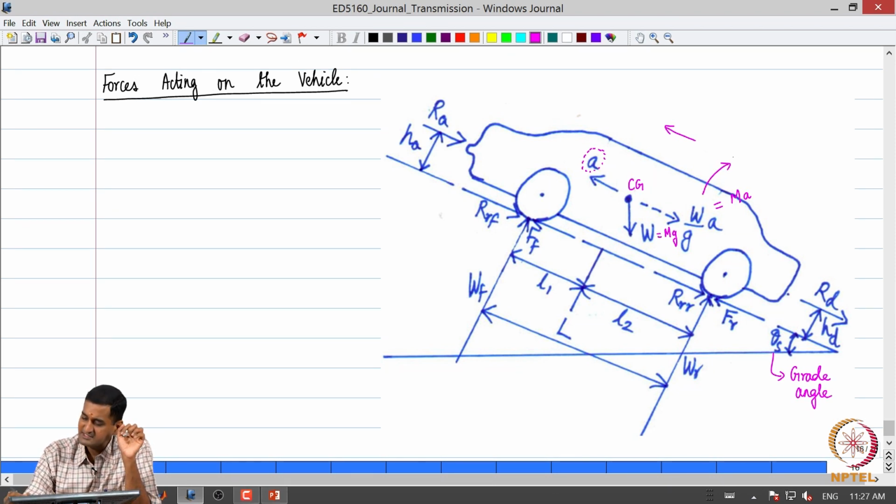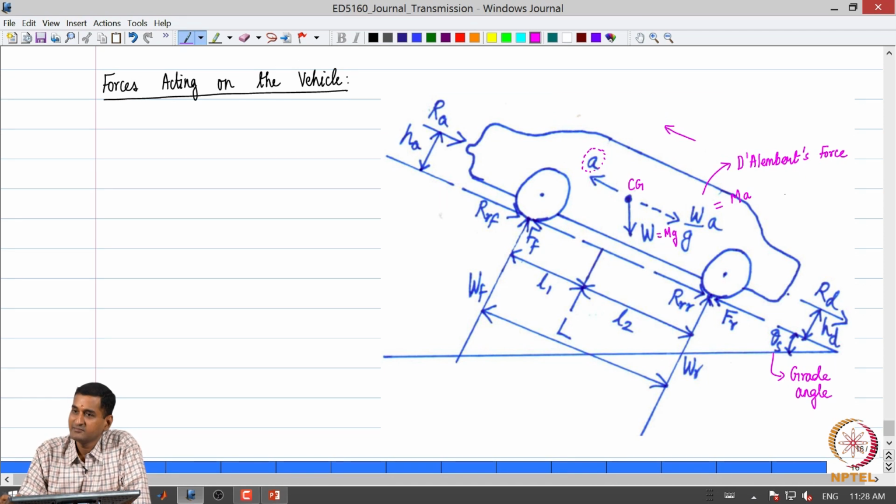Typically this is what is called the D'Alembert's force. If you recall basic dynamics, in the D'Alembert's approach we introduce this inertia term at the vehicle center of gravity, and we convert this problem into an equivalent statics problem, so that we can sum all the forces acting along the direction of motion to be 0, and we could also take moments about any point and equate that. So that is the process we are going to follow.